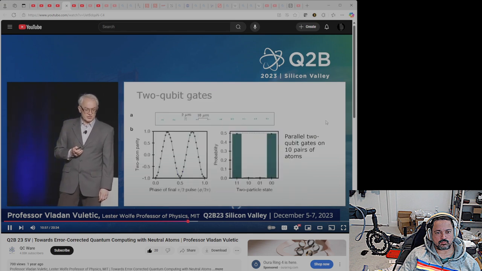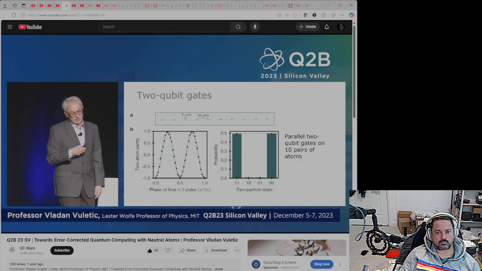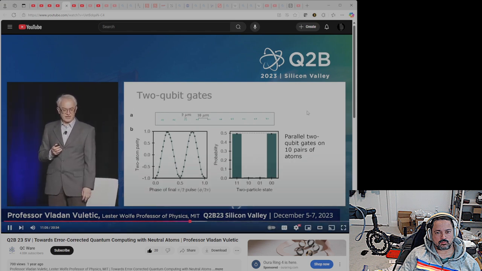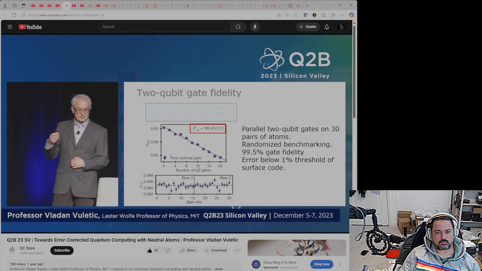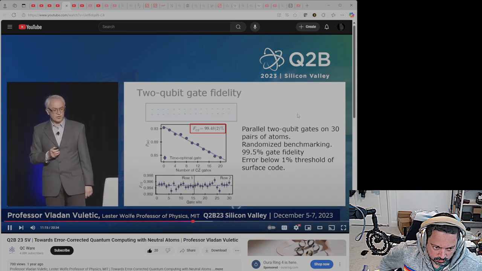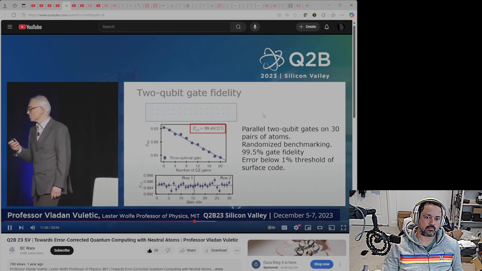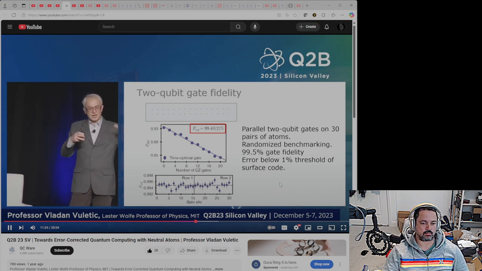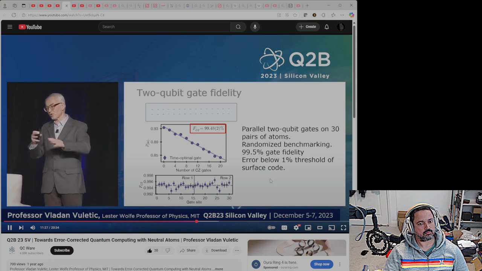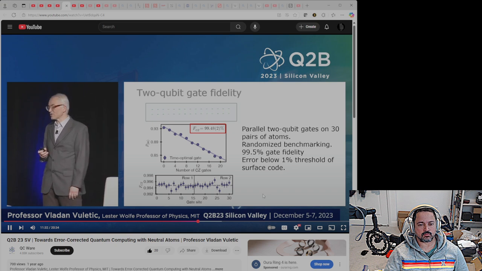The bigger challenge was then to do two-qubit gates. They are harder to do. Initially, we had something like 98% fidelity, 0.98. But more recently, by improving our laser system, increasing the power, and making everything more uniform, we were able to achieve 99.5% gate fidelity in randomized benchmarking, and not only over one pair of qubits, but in this case 30 pairs of atoms. So over extended large ensembles, we can achieve a gate fidelity which is now below the 1% threshold for the surface code.